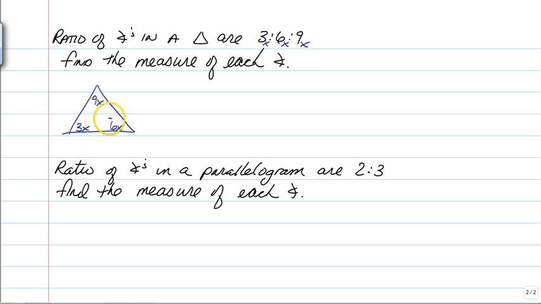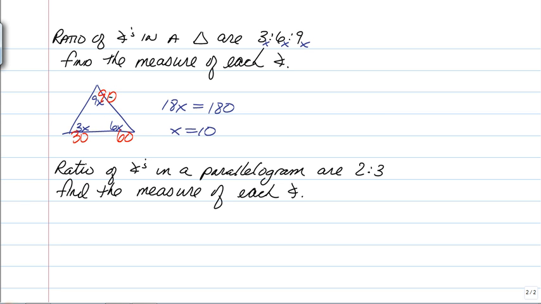So we know triangles always add up to 180, so 9 plus 3 plus 6 is going to give us 18x is equal to 180, so x equals 10. All you have to do is substitute it back in, so you're going to get 30, 60, and 90. And that's it. It's just that simple.